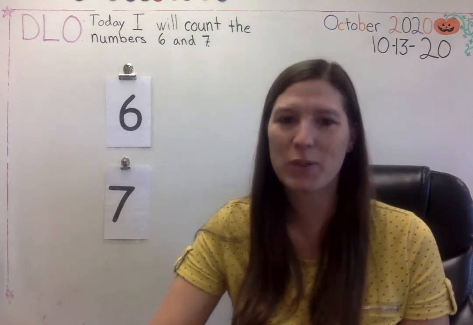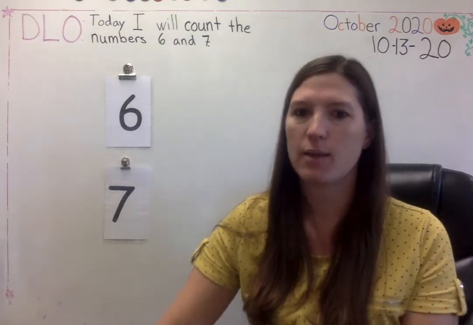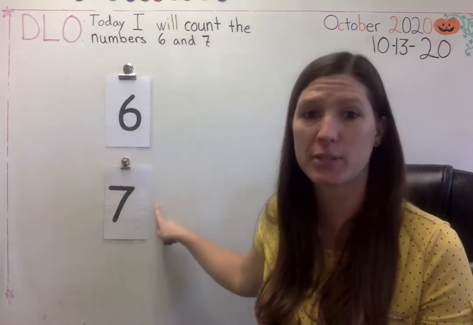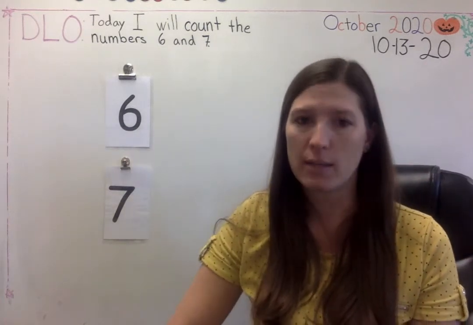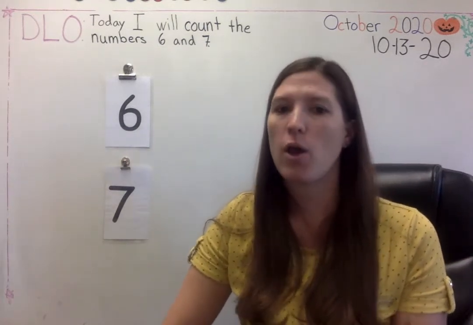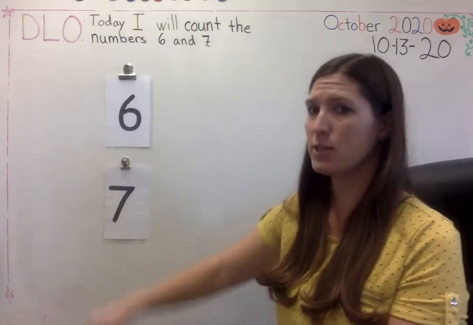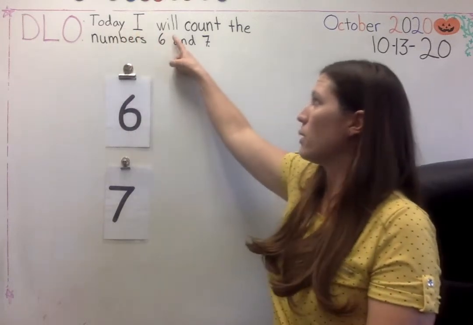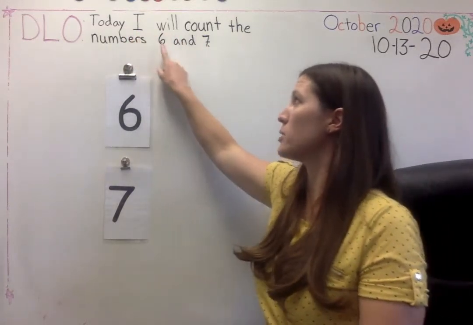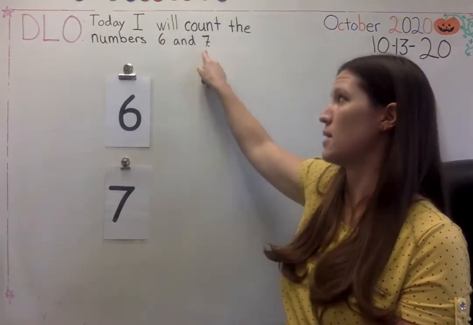Today in math, we're going to be focusing on two numbers, the number 6 and the number 7. So let's go over our daily learning objective, our DLO. I'll say it first, and then you'll repeat it, and then we'll get started with our lesson. All right, let's go. Today I will count the numbers 6 and 7.